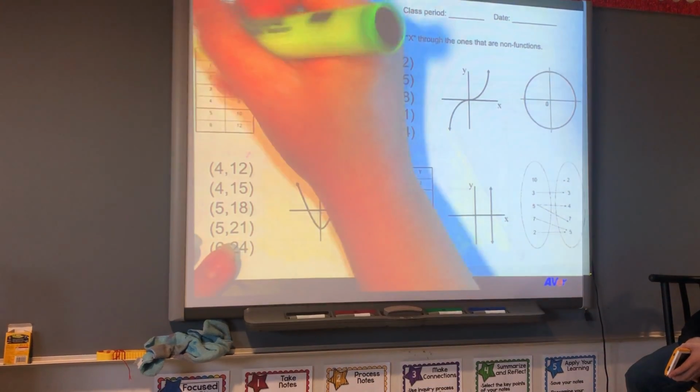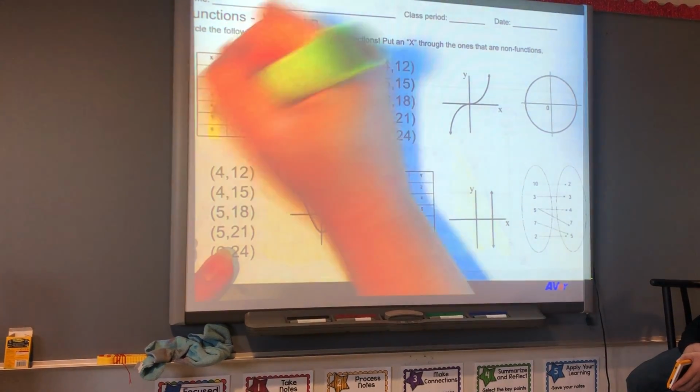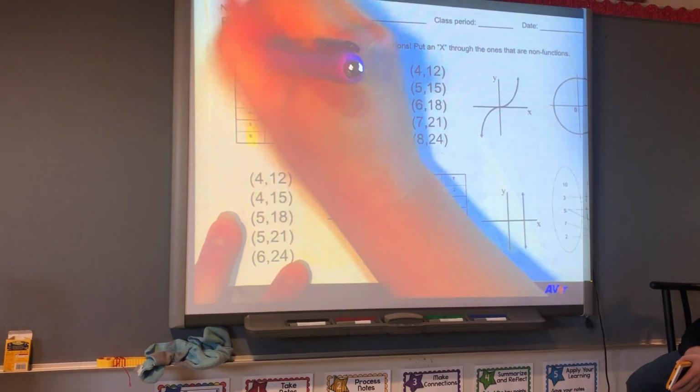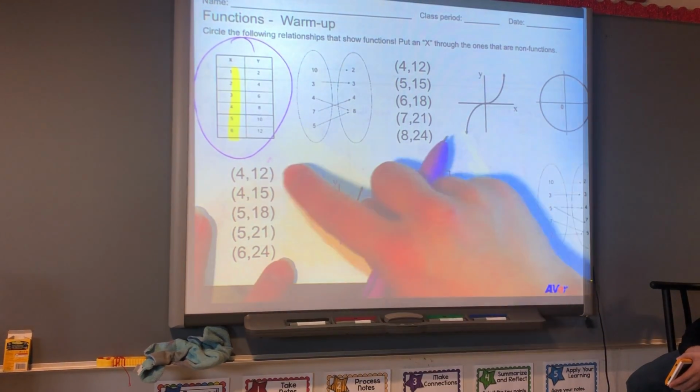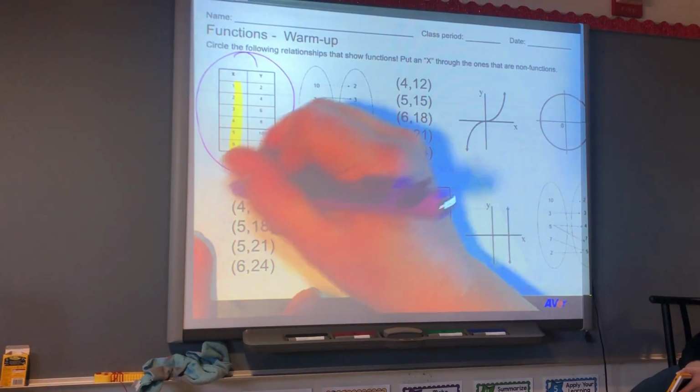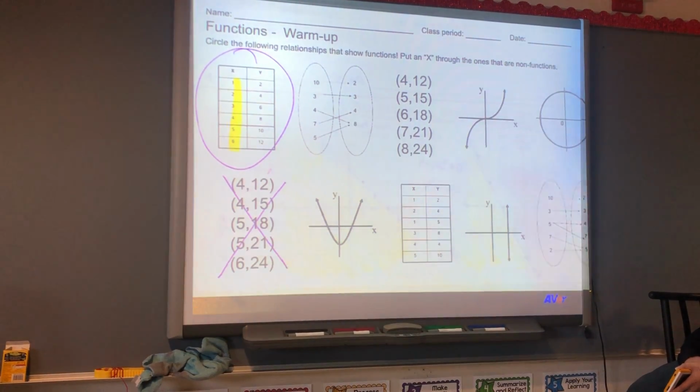So I'm going to look at all the X's. It says 1, 2, 3, 4, 5, 6. Is it good? All right, I'm going to circle it. I'm going to look down here. 4, 4, 5, 5, 6. That's not a function. That is not a function because the X's repeat. We don't care about the Y's.